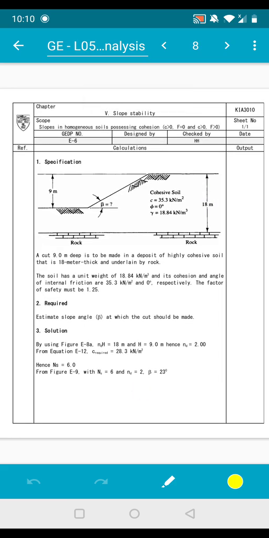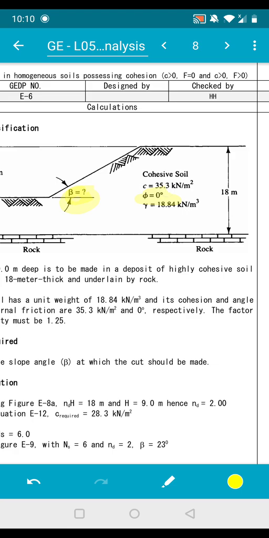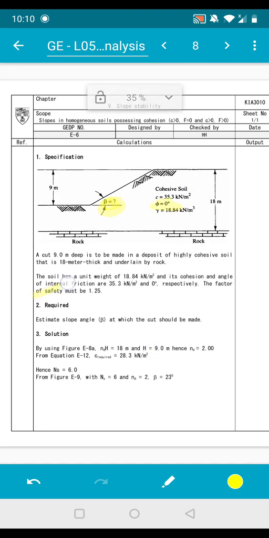The specification is as follows. In this problem, you just need to find what beta is. The same steps, you just need to find beta. And your internal friction is given as 0 degrees, so you should know which chart to use. If you follow this procedure, you'll be able to get your beta as 23 degrees.